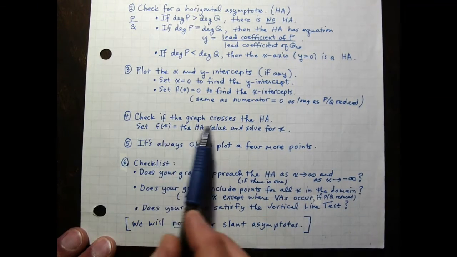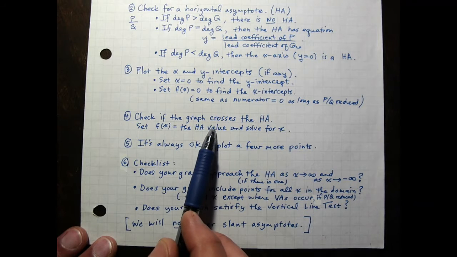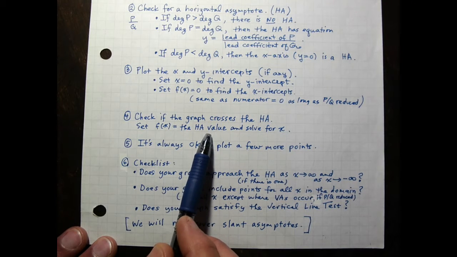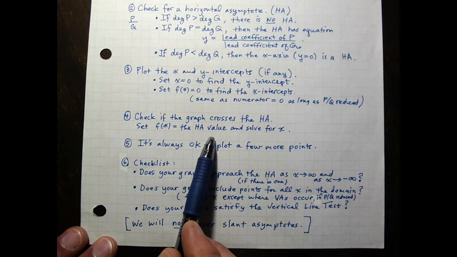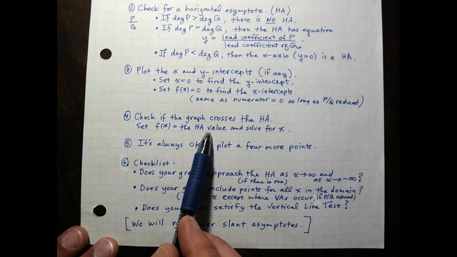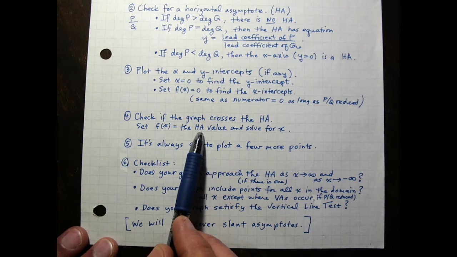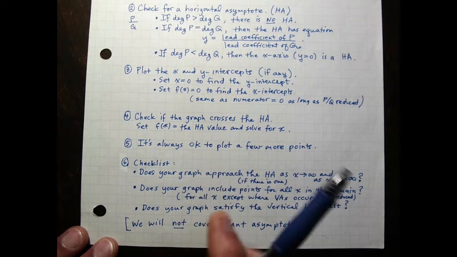Now we haven't seen this yet if you're following these videos in order, but we will see this in later examples. You have to check to see if the graph crosses the horizontal asymptote. And what you do is you set f of x equal to the horizontal asymptote value and solve for x. So it is possible for a graph to cross a horizontal asymptote, and we want to find those points. Because once we label them, we know the graph cannot cross the horizontal asymptote at any other points.